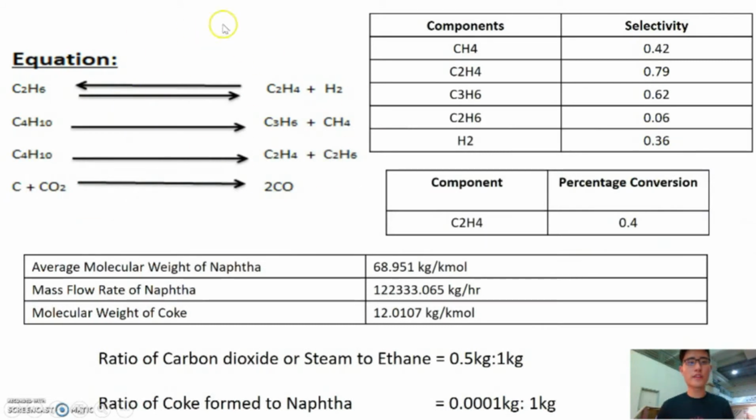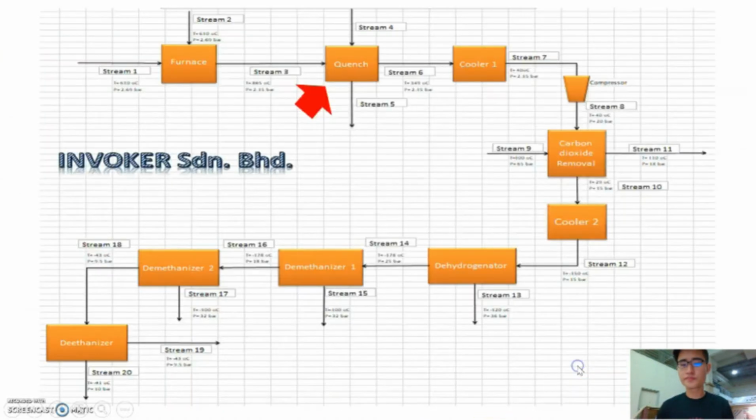As this is the reaction for the cracking process, this is the selectivity for these components, and the ethylene conversion is 40%. And this is the extra information: the average molecular weight of naphtha, mass flow rate of naphtha, molecular weight of coke, and ratio of steam to ethene is 0.5 kg to 1 kg. Ratio of coke formed to naphtha is 0.001 kg to 1 kg. Now I want to give Salman the chance to continue the presentation.